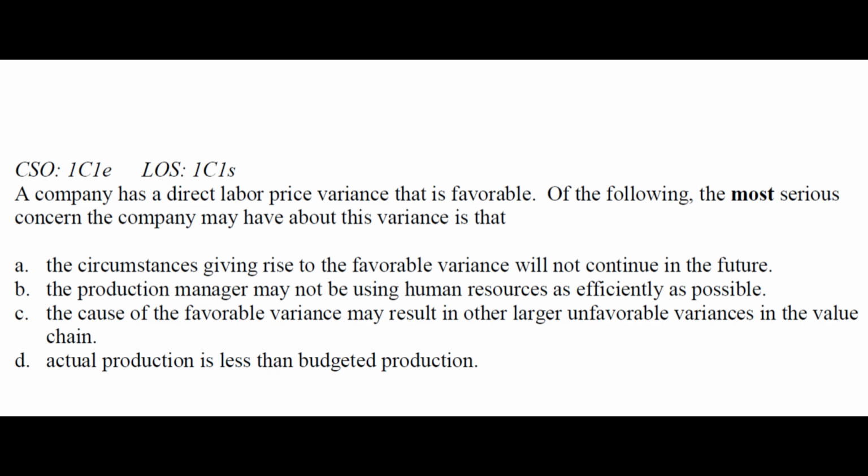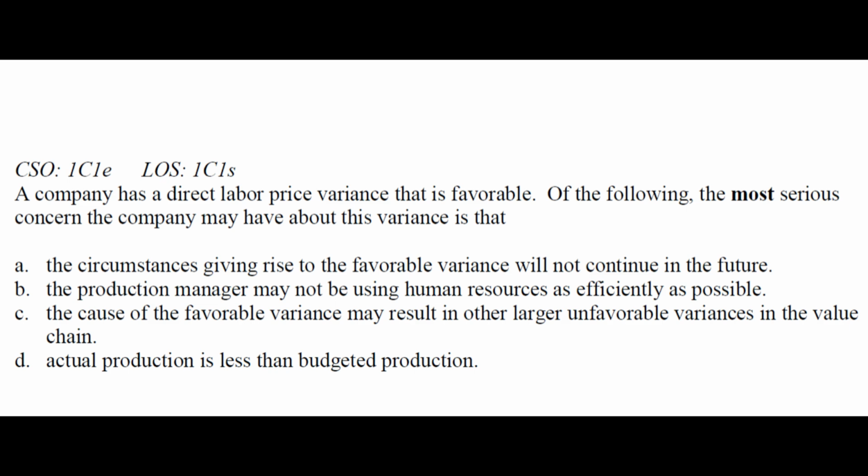B. The production manager may not be using human resources as efficiently as possible. Incorrect. A labor price variance relates to wage rates, whereas labor efficiency concerns hours worked and is measured separately. C. The cause of the favorable variance may result in other larger unfavorable variances in the value chain. Correct. Lower labor costs may result from hiring less skilled workers or reducing training, which can increase material waste, rework, poor quality, warranty claims, and customer dissatisfaction. The overall business impact may therefore be negative despite the favorable labor price variance.